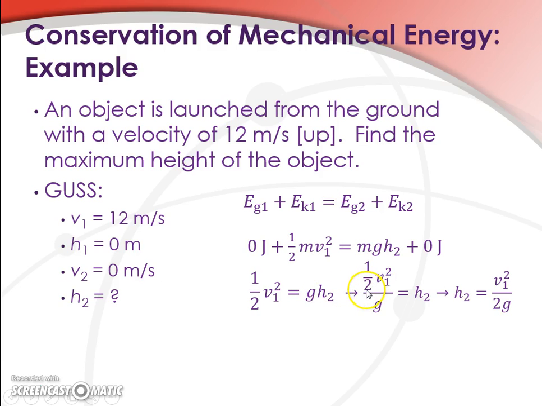And we can further simplify that by dividing both sides by g, and then by rearranging slightly, we get the maximum height is equal to v1 squared over 2g, a much simpler expression than we used in our kinematics situation. And then we can substitute in for v1 and for g and get 7.3 meters with some very simple arithmetic.